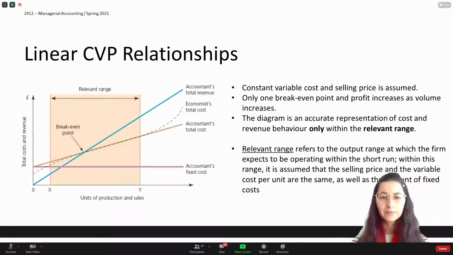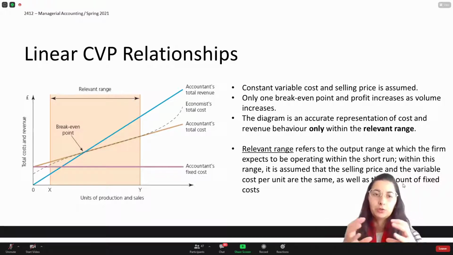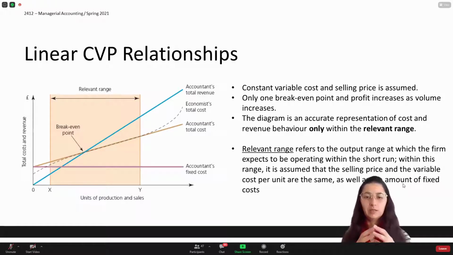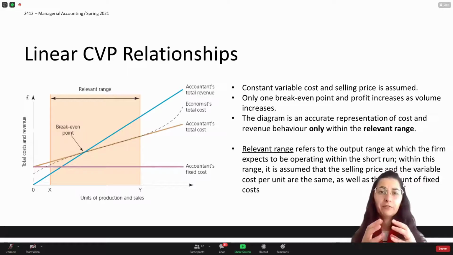How do you actually define the relevant range? Does it have to do with the economist's total cost that we showed, like the curve? So normally the relevant range is in the short run. So the assumption is that in the relevant range, the fixed costs are fixed.